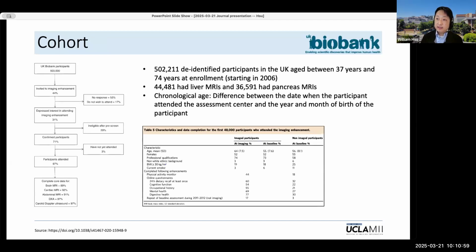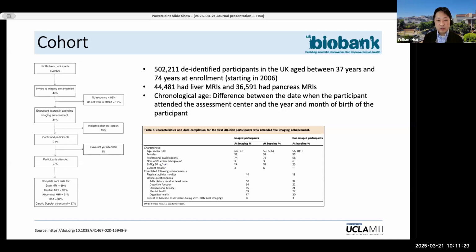So how they did it in their work is they used a very large data set, in this case, the UK Biobank. So this is specifically a study that's happening in the UK. They have 500,000 de-identified participants in the UK between 37 and 74 at the time of enrollment. And out of that, there was a subset of them that are undergoing a series of scans. And so here, at the time they did this study, there was 44,000 liver MRIs and 36,000 pancreas MRIs.